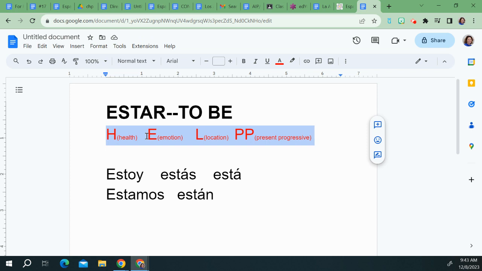So you know that with ser, you have COP: characteristica, origen, profesión. And with estar, for to be, am, is, or are, you use HELP to determine which is right: health, I am sick, I am fine, emotion, location, and present progressive.